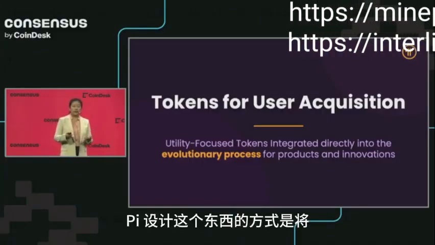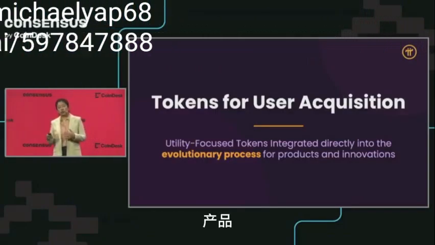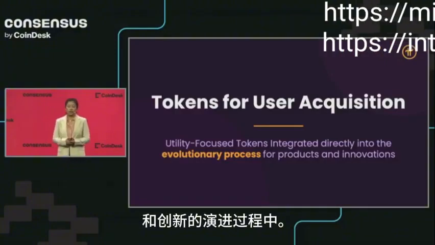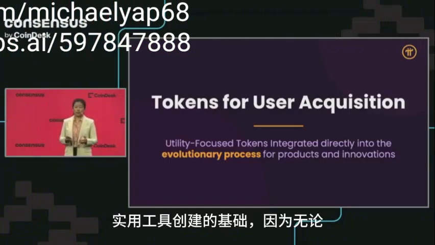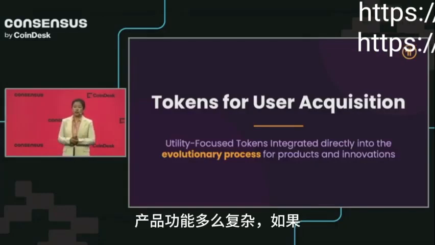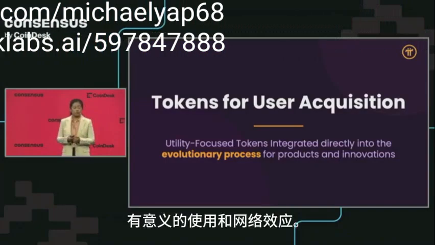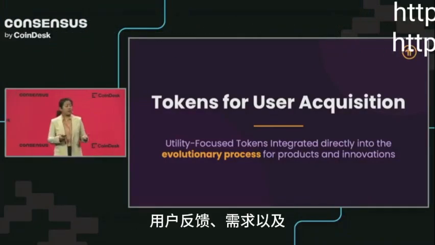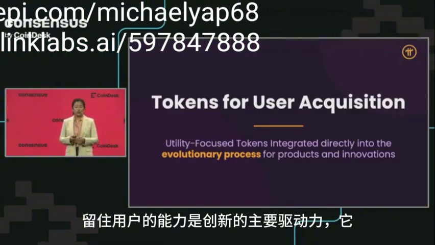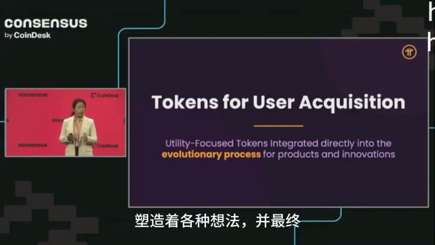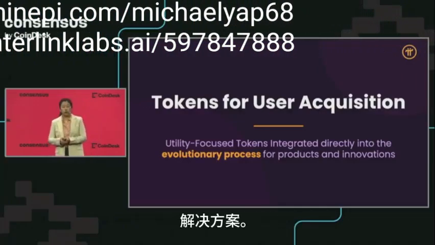Pi designed this in a way to integrate crypto tokens directly into the evolutionary process of products and innovation. User acquisition is the foundation of utility creation, because no matter how sophisticated a product feature is, if there are no users, there will be no meaningful usage and network effects. User feedback, demand, and the ability for businesses to acquire and retain users is the primary driver for innovation, shaping which ideas evolve into real-world solutions.